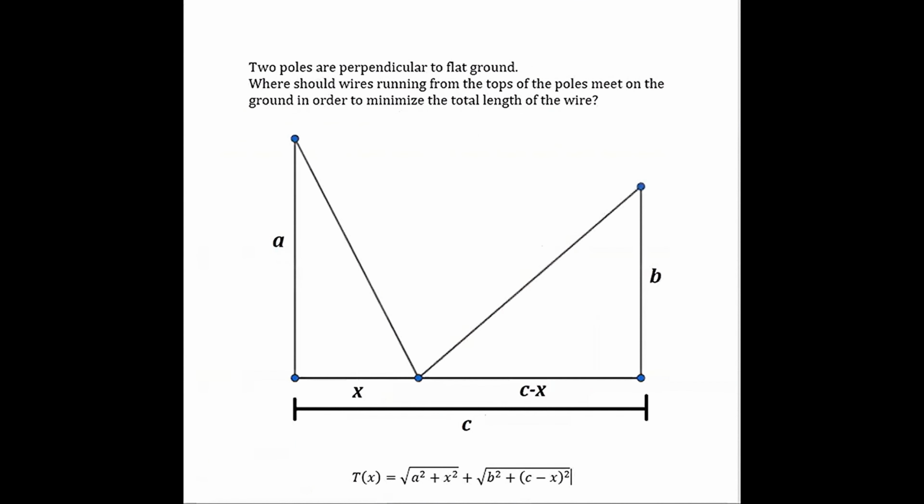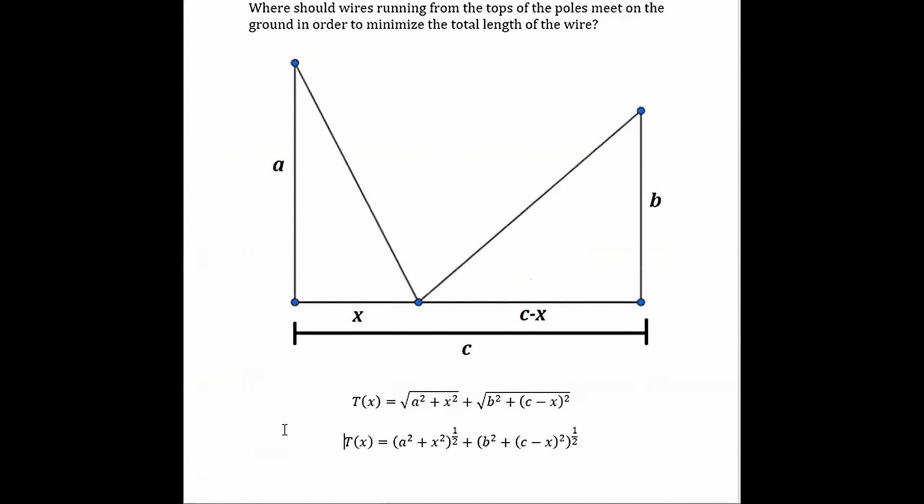Now, to take the derivative of T, I'm going to need to apply the chain rule. And to do that, I have rewritten the square roots. Take the quantity that was inside each square root and raise it to the 1/2 power. Apply the chain rule from there.